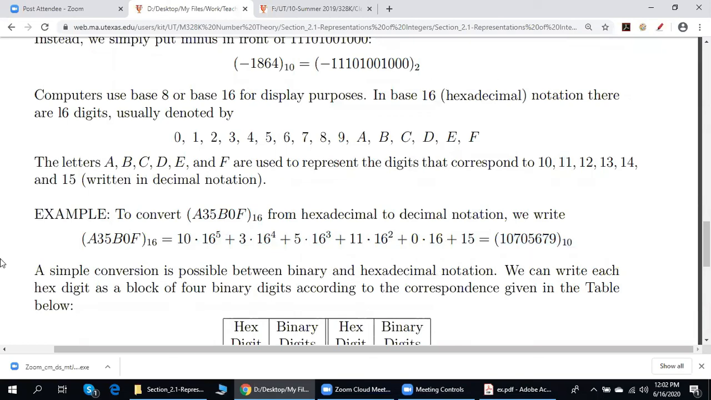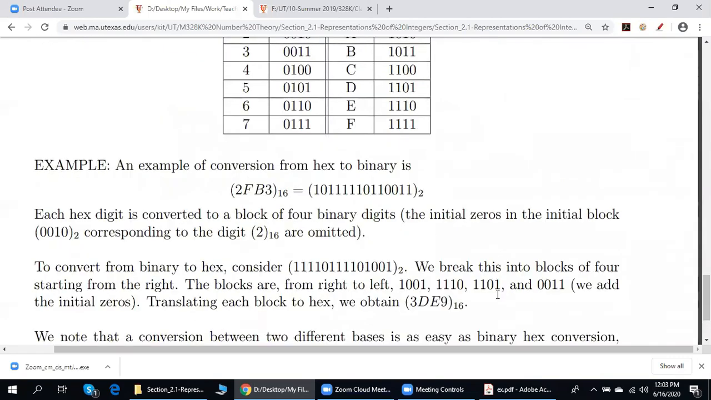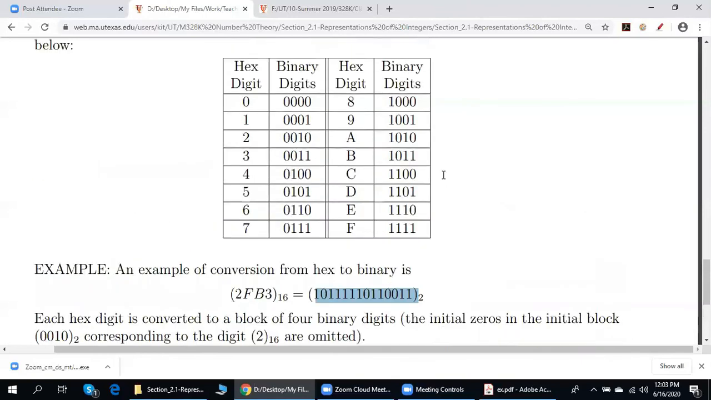Last but not least, a simple conversion is possible between binary and hexadecimal notation. Here's how we do it. First, let us convert hexadecimal to binary. We use this table. We replace 2, which is over here, by 0, 0, 1, 0. However, we skip 2 initial zeros. We start from 10. So we replace 2 by 10.